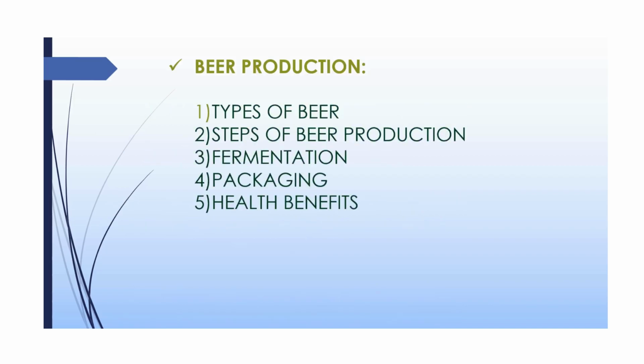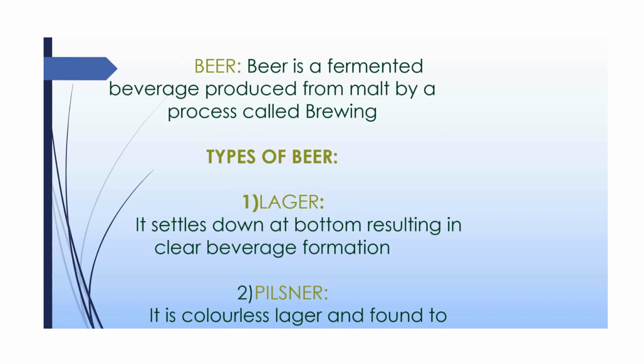Microbial production of beer involves types of beer, steps of beer production, fermentation, packaging, health benefits. Firstly, beer is a fermented beverage produced from malt by a process called brewing. Types of beer.